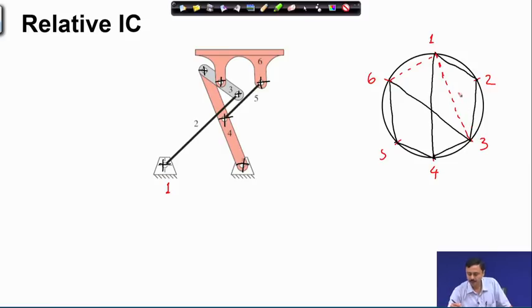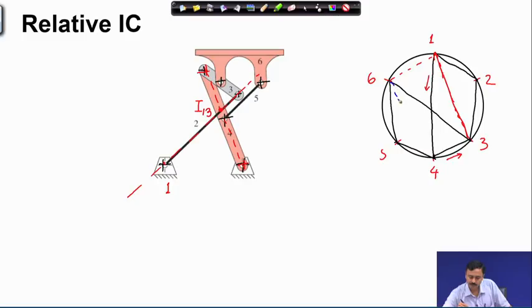So, let us try to find out I13. Now, for I13, I have 2 independent paths involving 3 rigid bodies. So, one is I12 and I23, 12 and 23. So, this must be one line, and the other path is I14 and 43. So, this is the other path. So, the intersection of this is I13. So, I have now located I13.